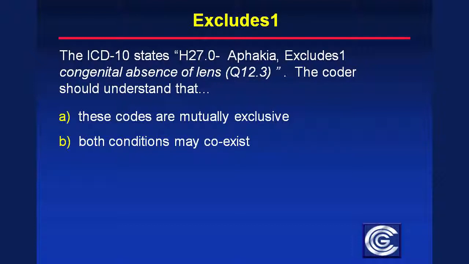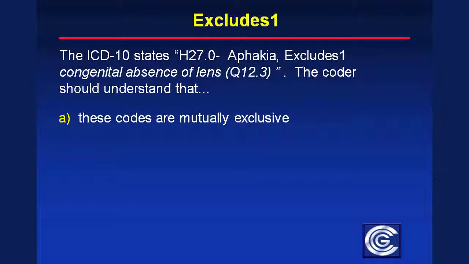ICD-10 states H27.0, aphakia, excludes 1, congenital absence of lens, Q12.3. The coder should understand that A. These codes are mutually exclusive. B. Both conditions may coexist. The correct answer is A. These codes are mutually exclusive.